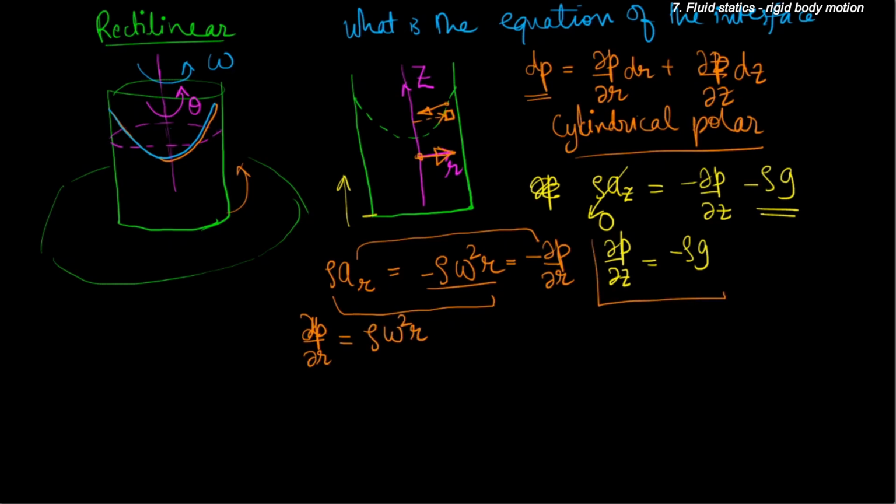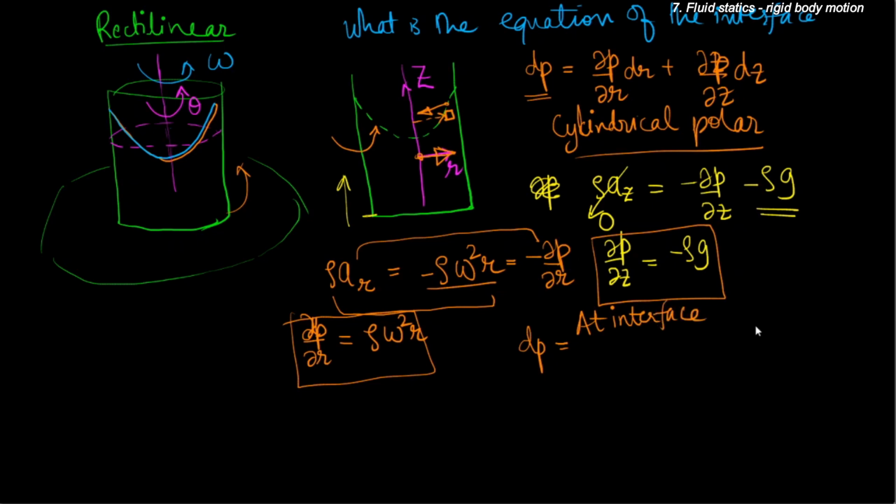With the help of these two expressions, we can now substitute them in the expression for dp. So we have dp, and again at the given interface dp will be 0.